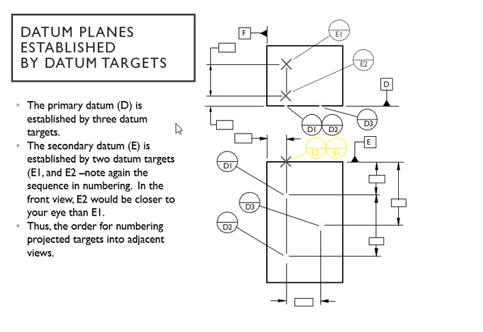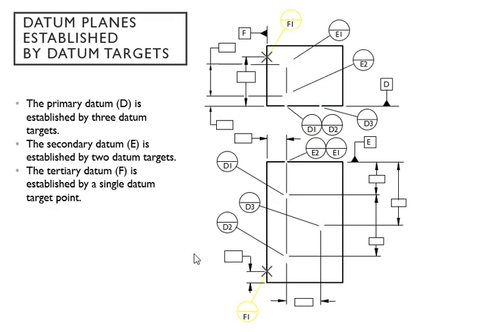Okay, so in the front view, your E2 is going to be closer to your I than E1. Then the order for numbering the projected targets into adjacent views, just follow which one comes first. Okay, and then place it in the views, and make sure you understand which one comes first when you put them into the appropriate view. Okay, so because you have a front and then your top.